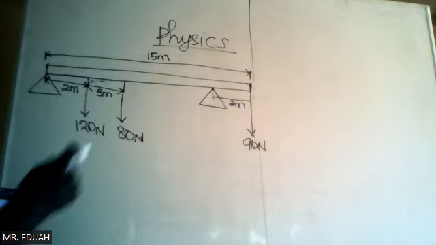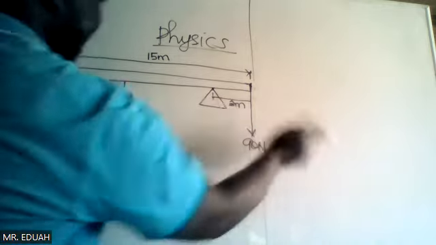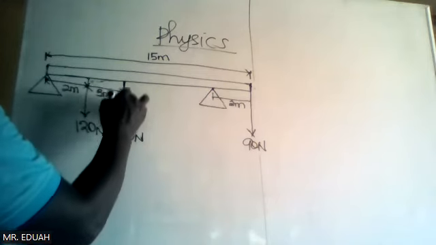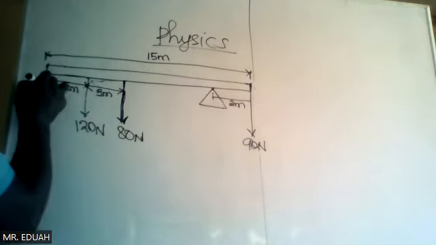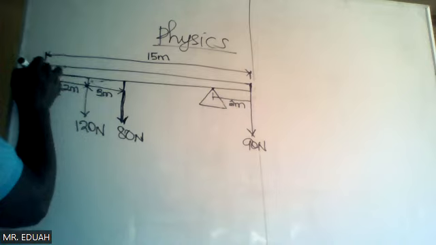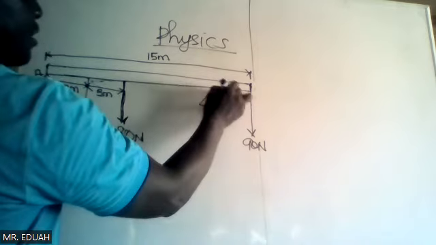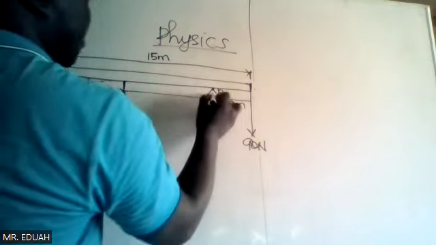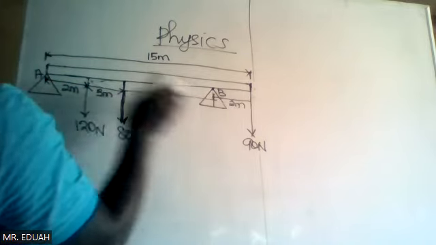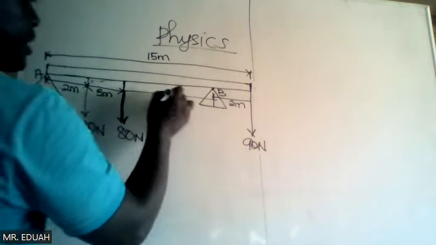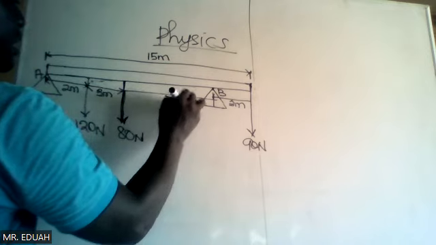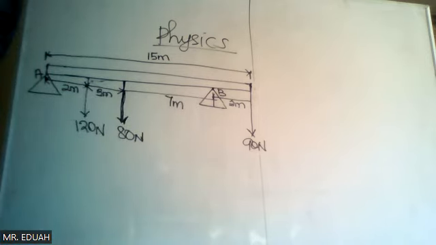Okay, so if this is 5, this is 8, then from the 80 Newton load to the support, let's label the supports as A and B. This is 5, 3, giving us 8, so this distance must be 7. Are we okay with the diagram and the positions of the loads? Yes, please.